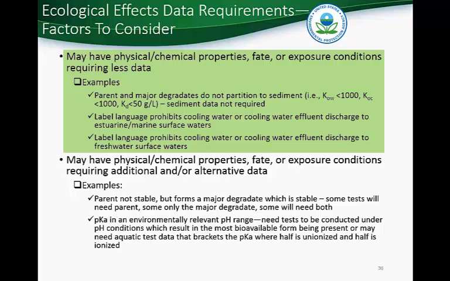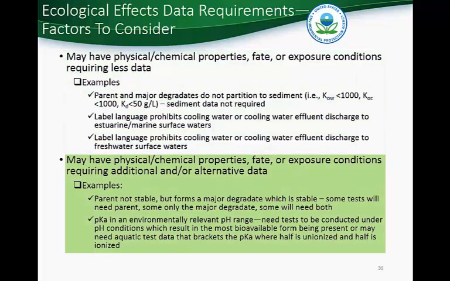In my examples, I touched upon where data would not be needed if label language prohibited cooling water or cooling water effluent discharge to estuarine marine surface waters. However, if the reversal was true, where the label prohibited cooling water discharge to fresh water, then some of the freshwater data requirements would be waived. There are also circumstances where differences in the physical and chemical properties, fate, or exposure conditions will require more data or alternative types of data than the example I provided.